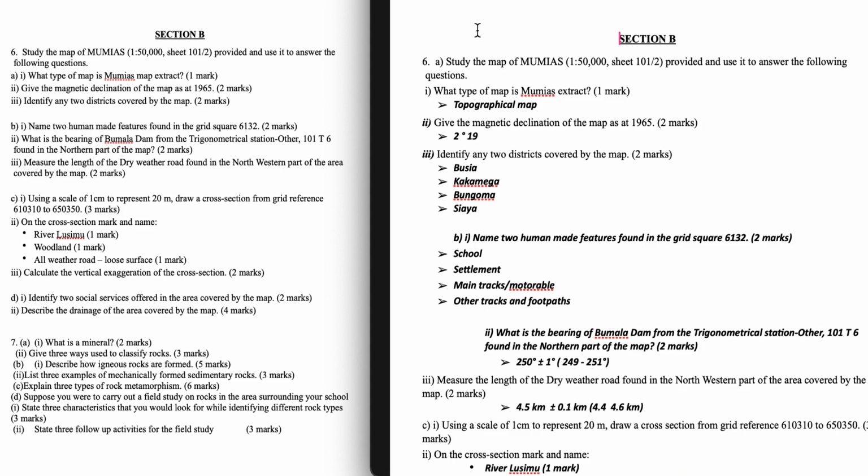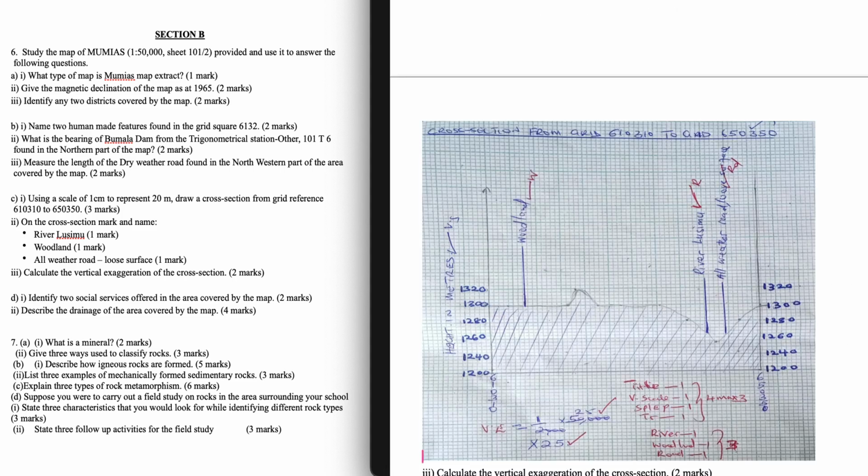Question 6C1. Using the scale of 1 centimeter to represent 20 meters, draw a cross-section from the grid reference. On the cross-section, mark and name River Lusimo, woodland, all-weather road.